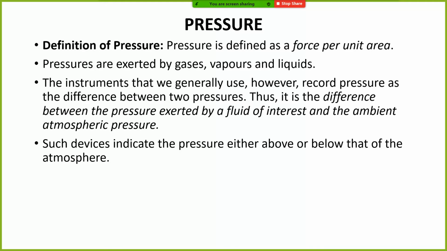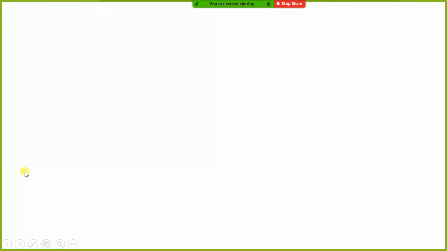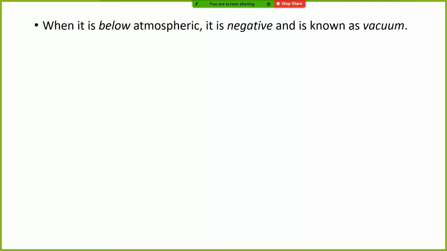If the pressure gauge shows a value greater than 0, or above atmospheric, then it is called a positive pressure or gauge pressure. When it is above the atmospheric pressure, it is termed a gauge pressure or positive pressure. Or the pressure gauge gives a pressure below atmospheric pressure, below zero reading, which is called a negative pressure or vacuum. Vacuum represents the negative pressure.